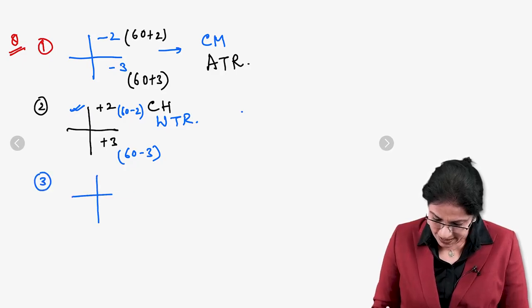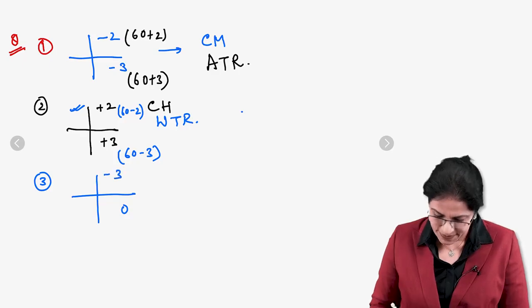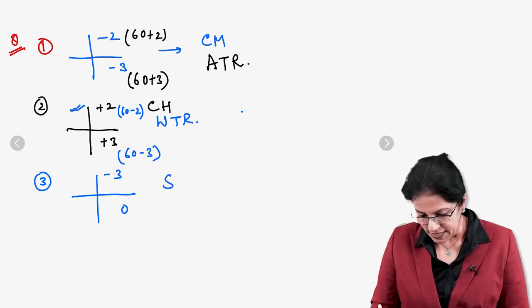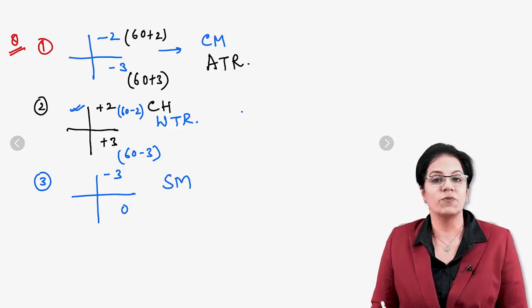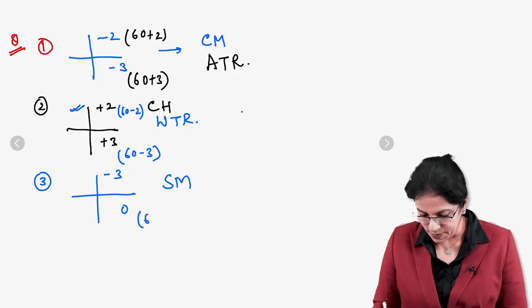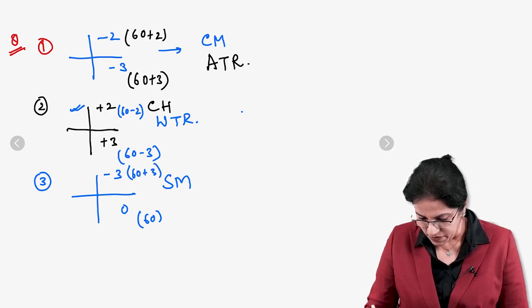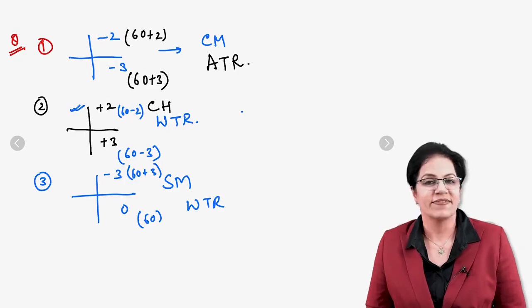Now, all of you, what is this? How do you classify? I'll classify it as simple myopic. Which one is more power? This is 60 diopters, this is 60 plus 3. Agreed? So this will be with the rule astigmatism.